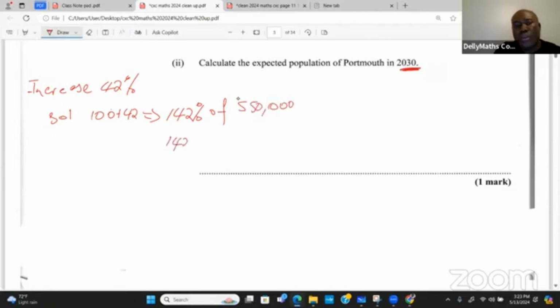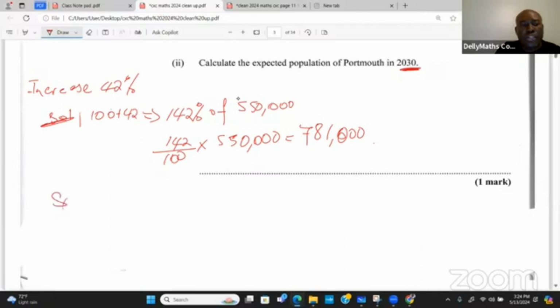So you could put 142 over 100. If you multiply this by 550,000, you will get the answer, which is 781,000. So this is going to be the population at that time. But this is solution one.